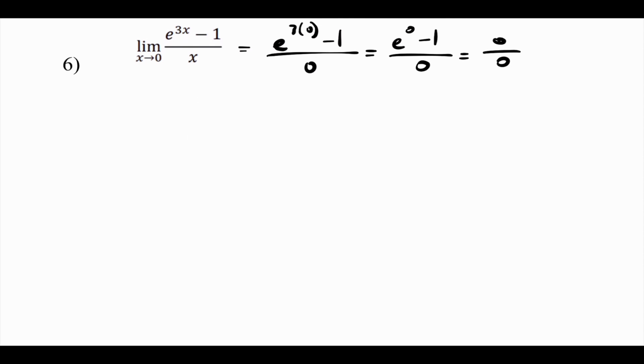Anything to the 0 power is always going to be 1. So it's going to be 1 over 1 minus 0. So L'Hopital's rule. Okay? So let's find the derivative of the top and the derivative of the bottom.